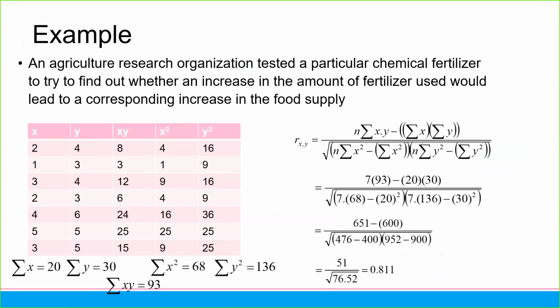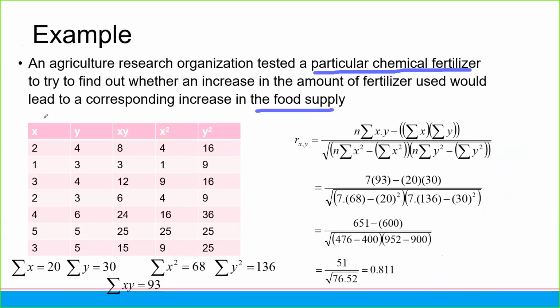For example, there is an agriculture research organization testing a particular chemical fertilizer. Fertilizer, I guess you know, when you have a plant, you put some fertilizer to make the plant grow. So this agricultural research center wants to know if this fertilizer affects the growth of the food supply or not. If they put more fertilizer, they want to know if the food supply increases or not.